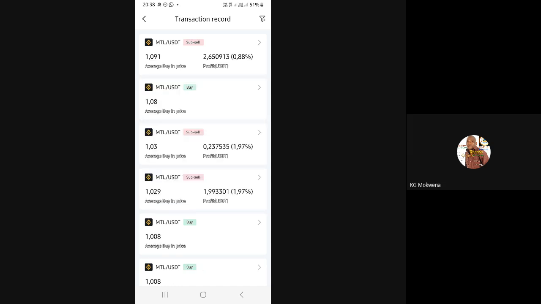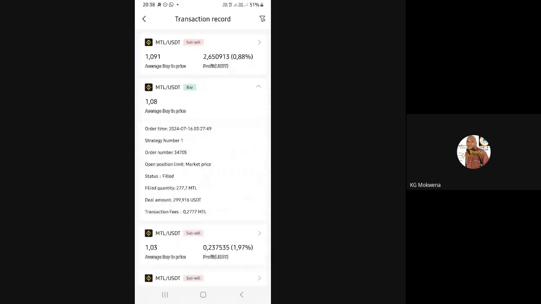May you please click there on the buy? No, the buy on top. Yes. The buy. So now business partners can see the deal amount there. The deal amount was 299.916 USDT. That is to round it off to $300. We bought with $300 and we sold for that 303. Other transactions there took place. So that's what is happening.